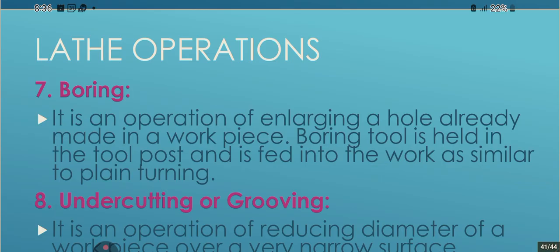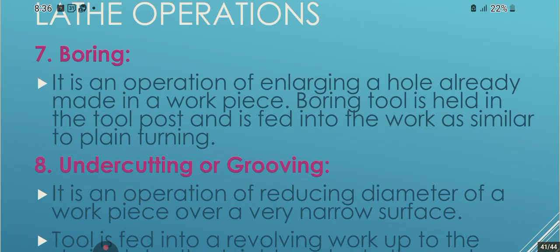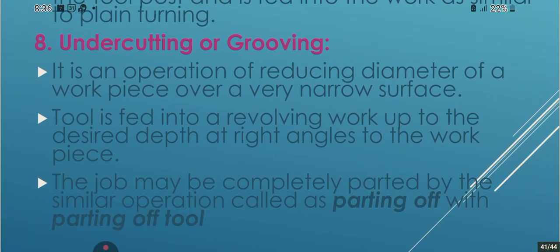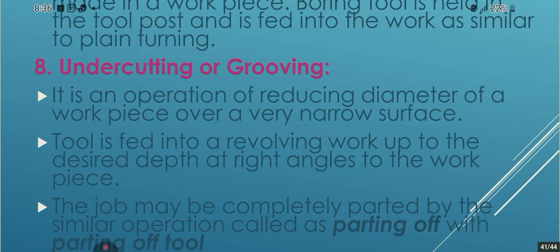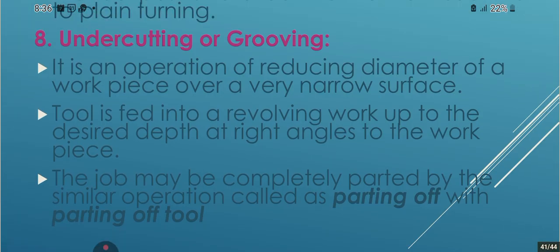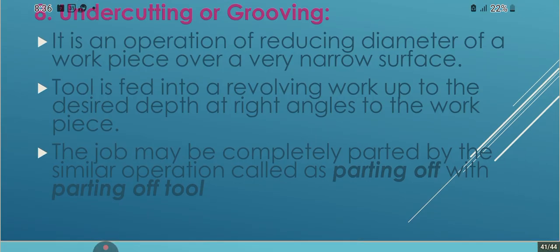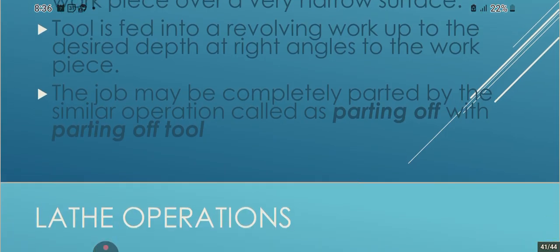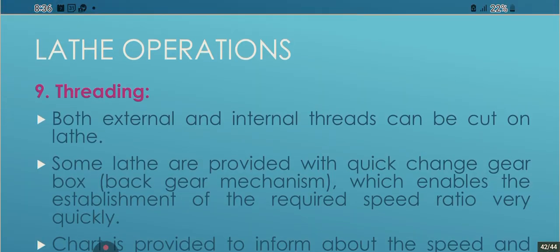The boring tool is held in the tool post and fed into the work, similar to plane turning. Undercutting or grooving is an operation of reducing the diameter of a workpiece over a very narrow surface. The tool is fed into a revolving work up to the desired depth at right angles to the workpiece. The work may be completely parted by a similar operation called parting off, using a parting tool. Lathe operations also include threading.